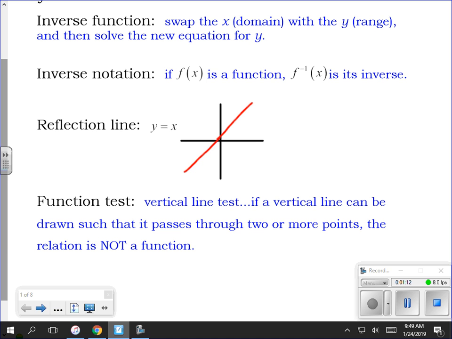Function test, we've done this, a vertical line test. If a vertical line can be drawn such that it passes through 2 or more points, the relation is not a function. We did that in the vertical line test, passing a ruler over your function, over your graph. If it crosses more than once, it's not a function. We did that. I think, chapter 2. So that's not something new. Okay.